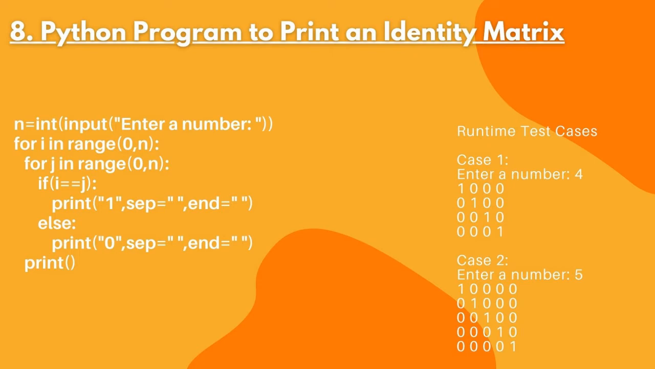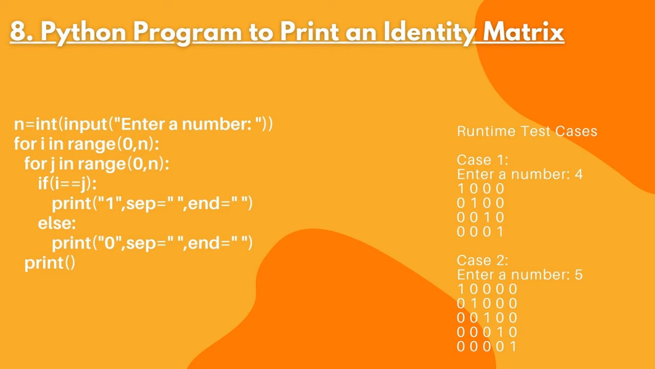First, take a value from the user and store it in a variable n. Use two for loops, where the value of j ranges between 0 and n-1 and the value of i also ranges between 0 and n-1. Print the value of 1 when i is equal to j and 0 otherwise.